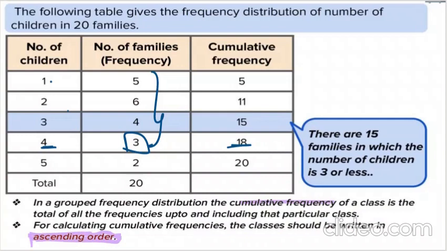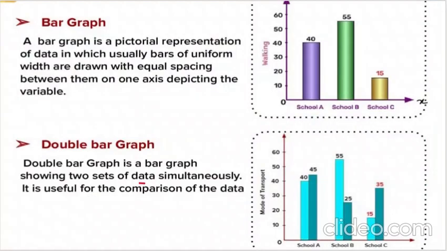Okay, now let's go towards the easy part of the chapter, that is bar graphs. Representation of data. Very easy part. Bar graphs. Do you know what a bar graph is? Basic definition: we have two axes, x axis and y axis. On the x axis we write the variables, on the y axis we write the values. Then we draw the bars, correct? And then it represents the data.